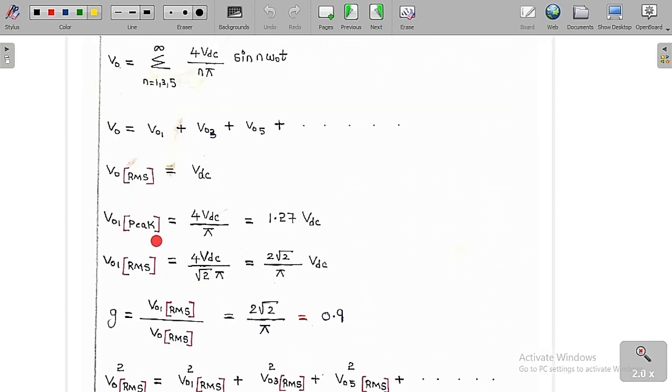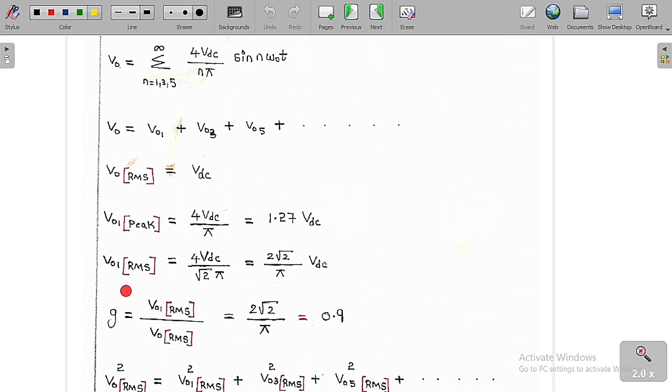So now I want to find the peak value of the fundamental component in the output voltage. If you want to know the fundamental component, substitute n equal to 1. So we are going to get the peak value, which is 4 VDC by pi. So 4 by pi is nothing but 1.27 VDC. So this is the peak value of the fundamental component of the output voltage.